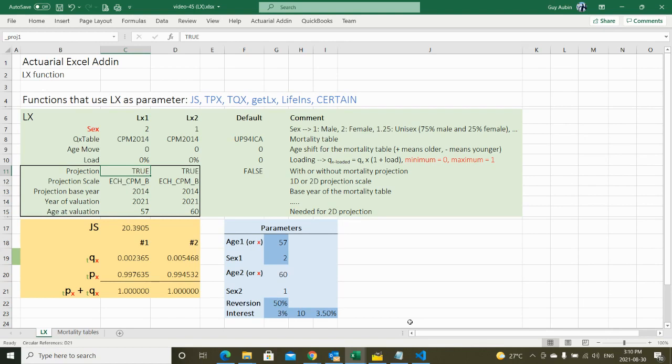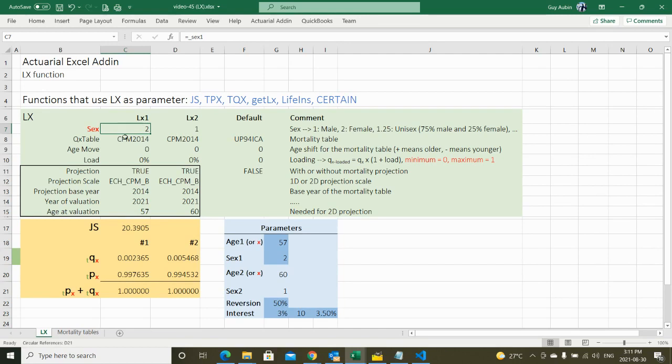Let's go through the list of LX parameters first in the green box. So I've prepared here two lists, one for an annuitant, LX1, and LX2 for a co-annuitant. So first parameter is the sex. Sex is either 1 for a man and 2 for a woman, and anything in between will be a prorate. So 1.25 would mean 75% of the mortality rate from male and 25% from female. The only required parameter. All others are optional.